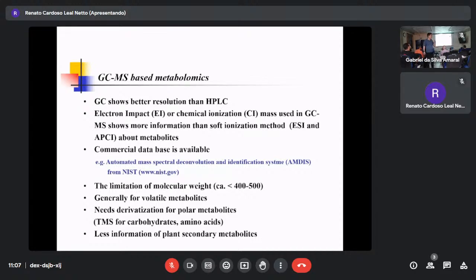But this 70 electron volts is very strong. So all the signal is fragmented, everything is cut. This is a problem, right? That's why we often couldn't detect the molecular ion in GC-MS. Still we are using EI, so they developed CI. What's CI? Chemical ionization.